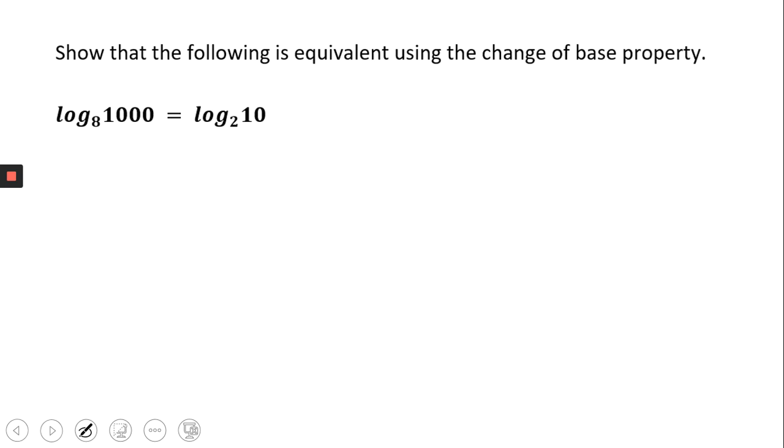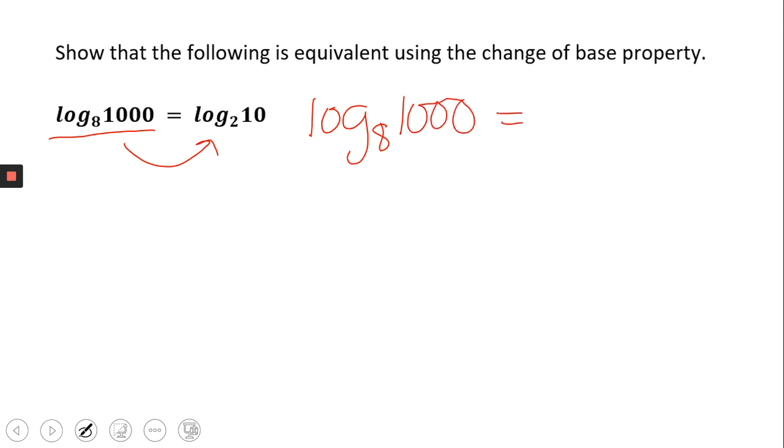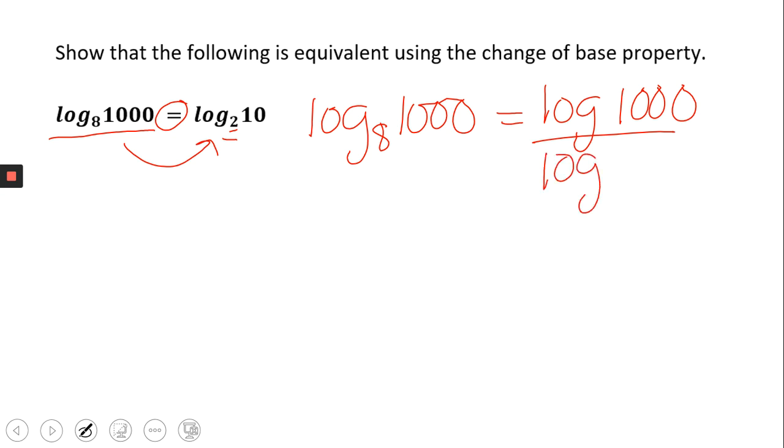Last one. I want to make this left-hand side look like this right-hand side. So let me start by writing down what I started with. Log base 8 of 1,000. So let's start by using change of base. And what base would I change it to? Well, if I want to show these are equivalent, I'd probably change it to base 2, right? So log, you put your 1,000 on the top. Log, you put your 8 on the bottom. And I want to use the same base here, and I want to use base 2.